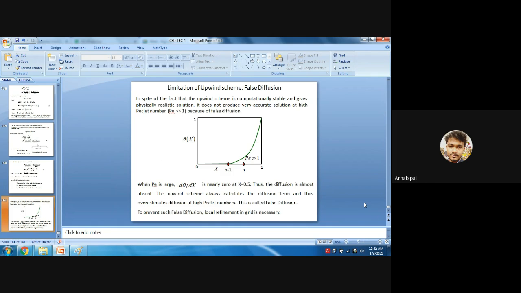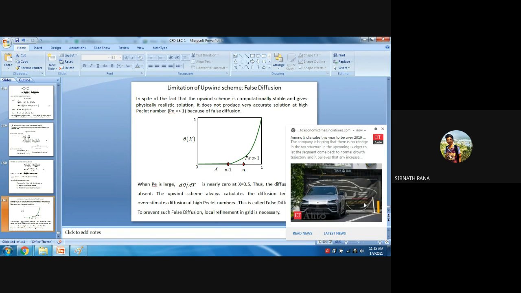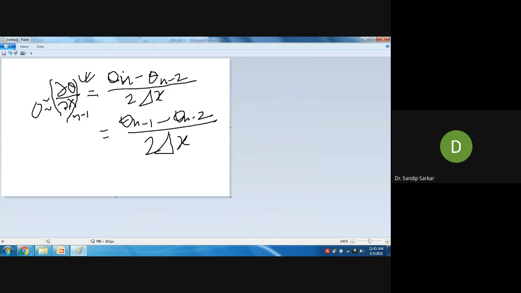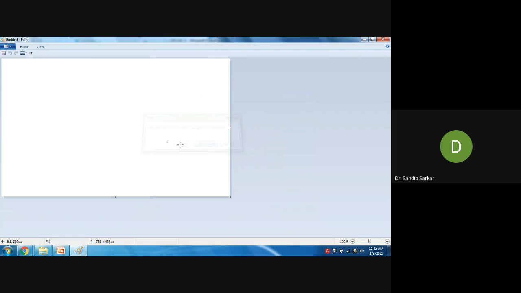Yes, sir. Sir, at x equal to 0.5, how is the local refinement done? Okay. At x equal to 0.5. Okay, this is 0.5. This is 1. This is 0. So uniform grid points, delta x, delta x. Now this is the local refinement. Clear?